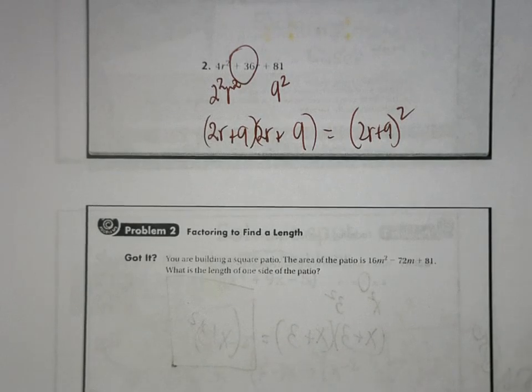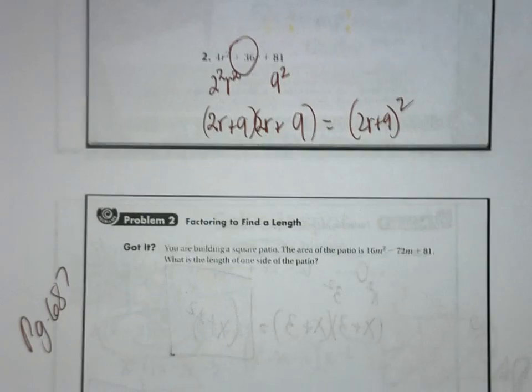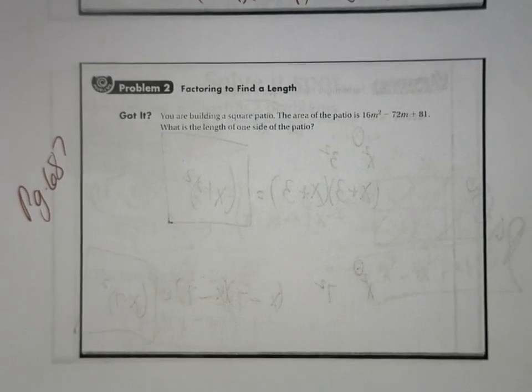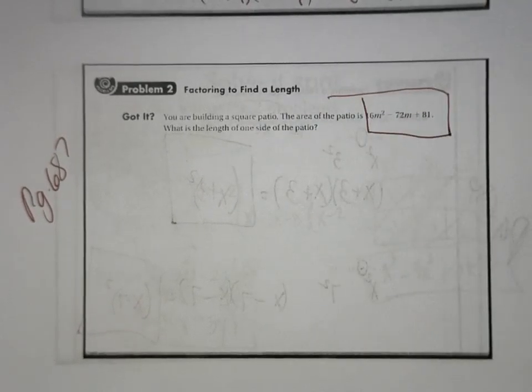Questions? Okay, turn to page 687. Factoring to find a length. So it says you're building a square patio. The area of the patio is this equation. Find what is the length of one of the sides of the patio.